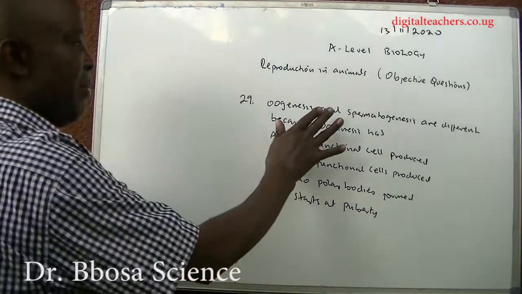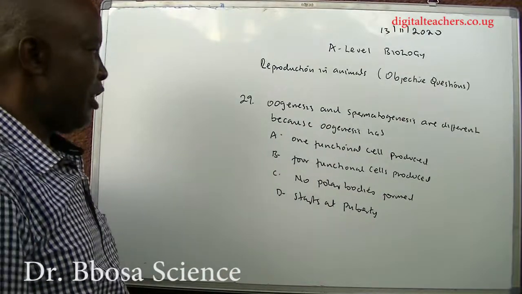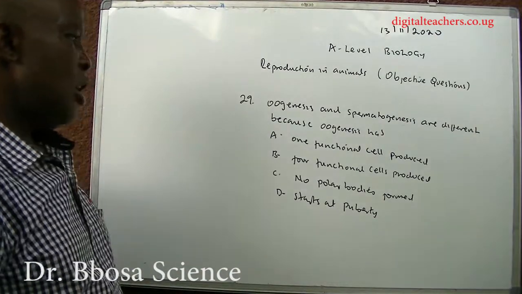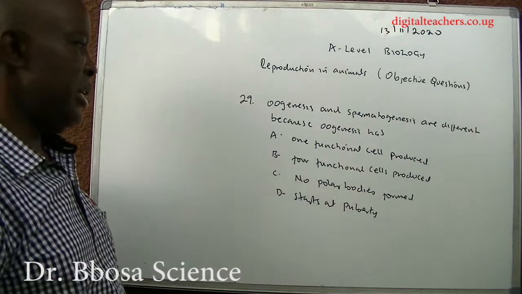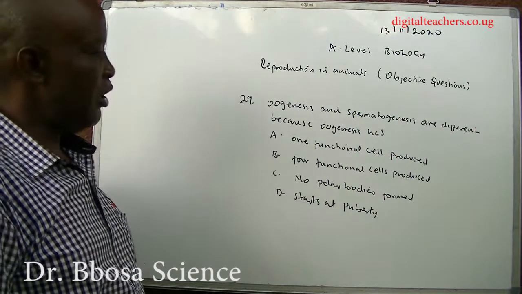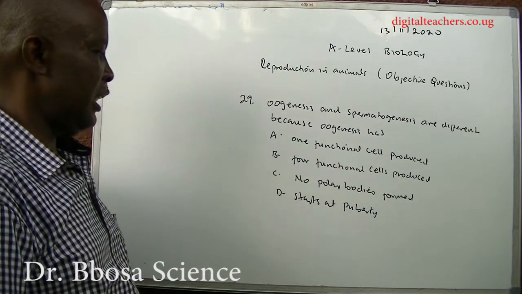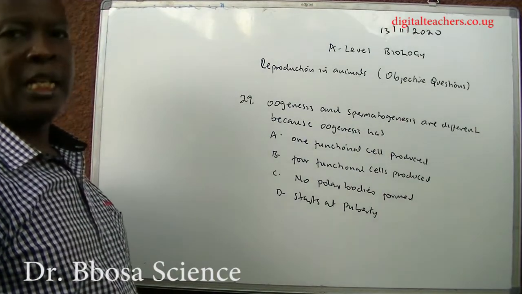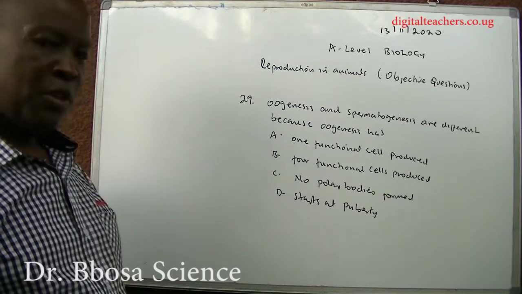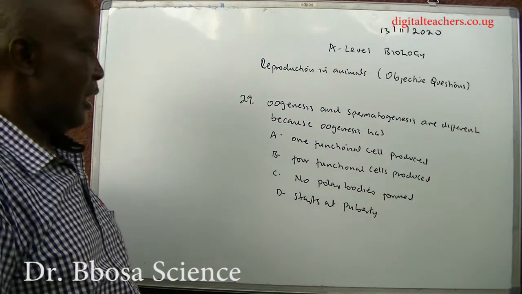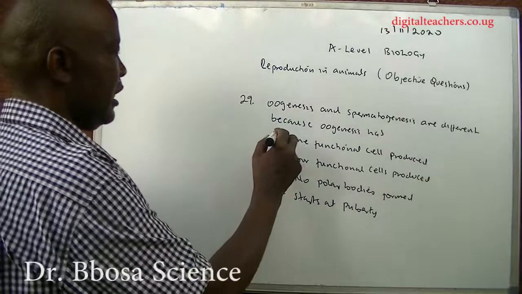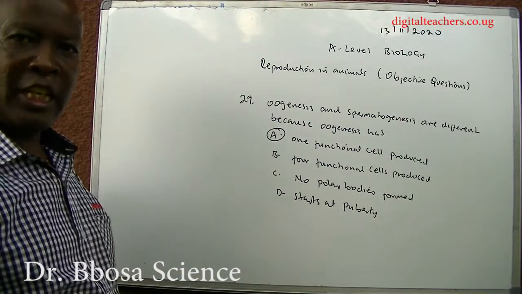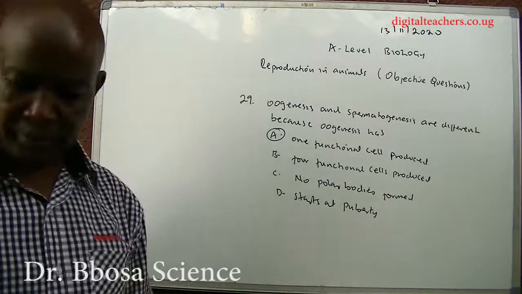Number 29. Oogenesis and spermatogenesis are different because oogenesis has A. One functional cell produced. B. Four functional cells produced. C. No polar body formed. D. Starts at puberty. You can pause and answer. The answer is A. In oogenesis, one functional cell is formed.